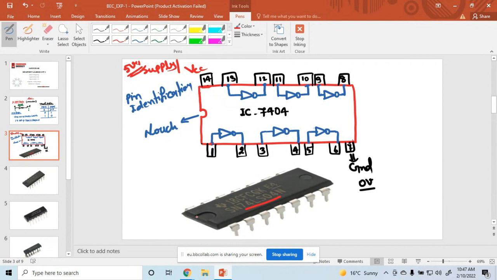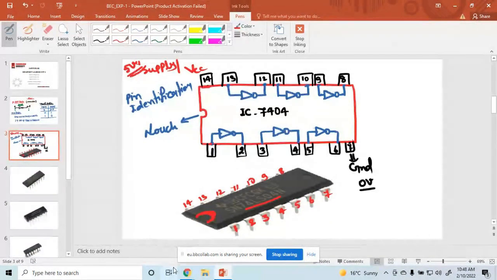So just a notch is given here. A cut mark is given. This is called a notch. So this one indicates that this is pin number 1. This one is pin number 2. This is pin number 3. Pin number 4. Pin number 5. Pin number 6. Pin number 7. And similarly, this one is pin number 8, 9, 10, 11, 12, 13, and 14. Are you understood?